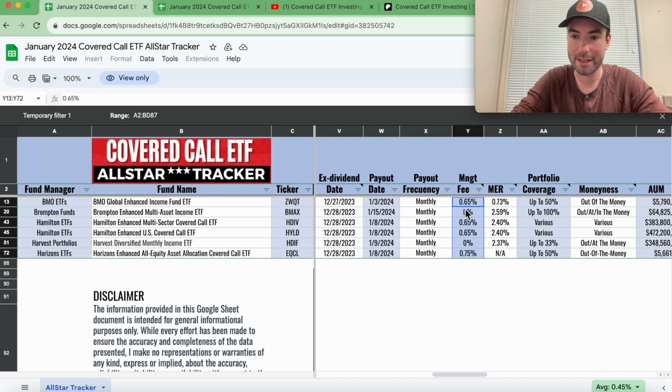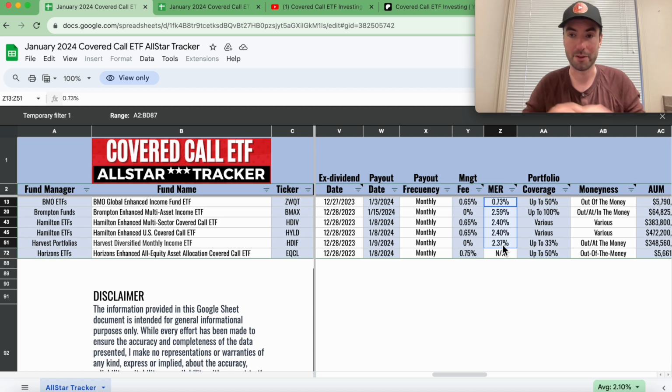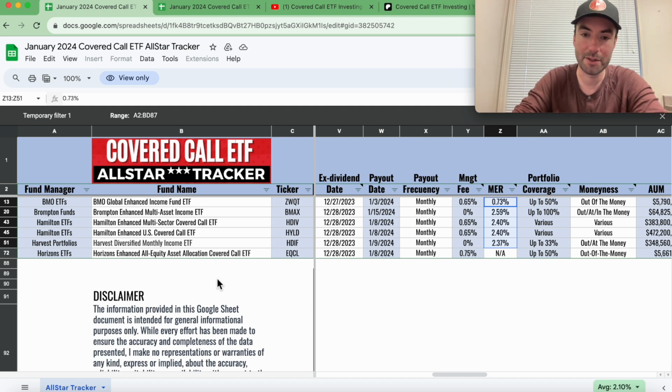So this might be a little bit hard to compare. One thing we can definitely do is look at MER. For those who don't know, MER is simply all the operating costs. That would include management fee, trading costs, and leverage expenses if there is leverage. Now, most of these funds do have leverage. EQCL, HDIV, HYLD, and BMAX all have 25% leverage, which we're going to see in a column off to the side.